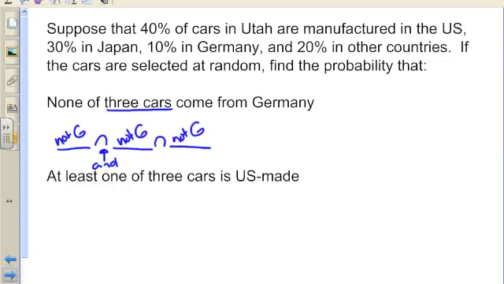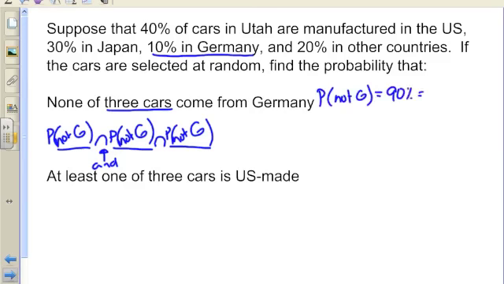So if I just put some probabilities with this, I could write the probability of a car not from Germany, and the probability of a car not from Germany, and the probability of a car not from Germany. So let's put some numbers in there. Germany is 10%, so not Germany, if I use my complement rule, would then be 90%. Or again, I like to use decimals so much more. I make fewer mistakes that way. So I'm going to use 0.9.